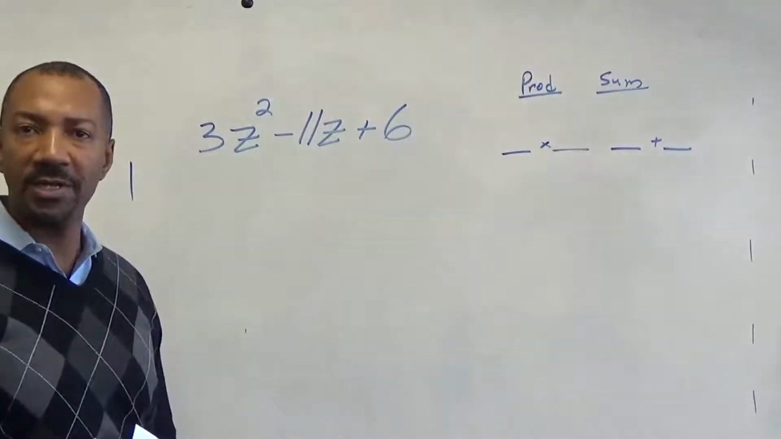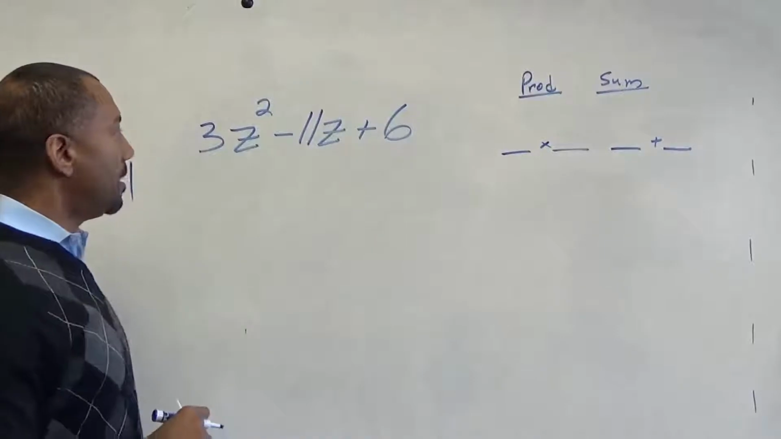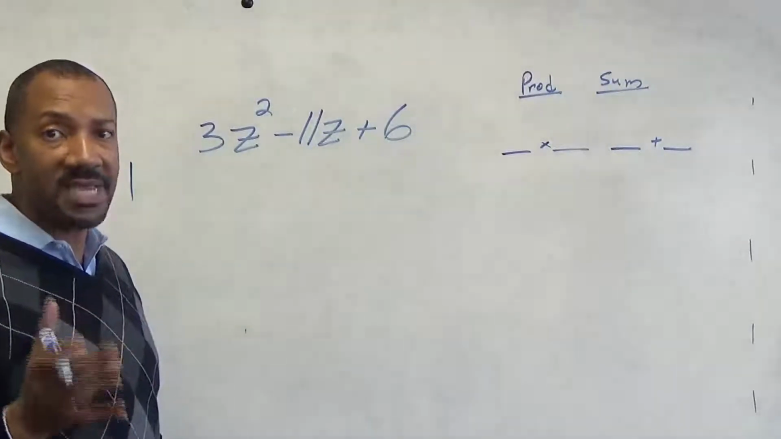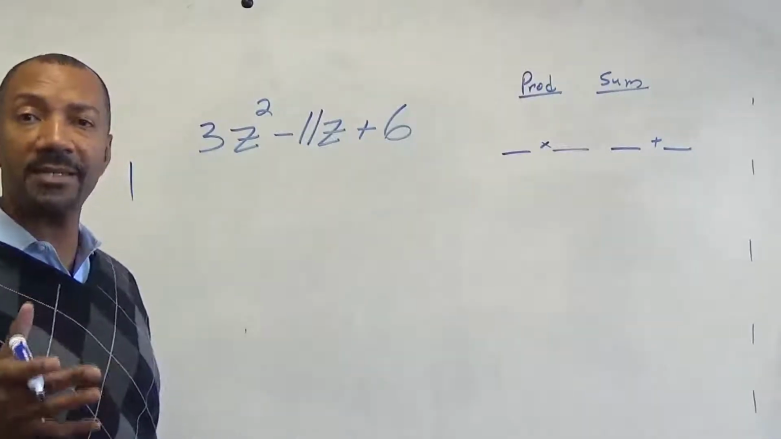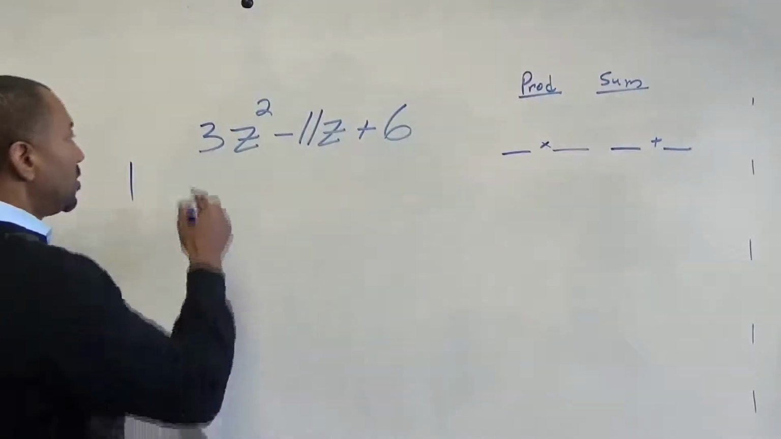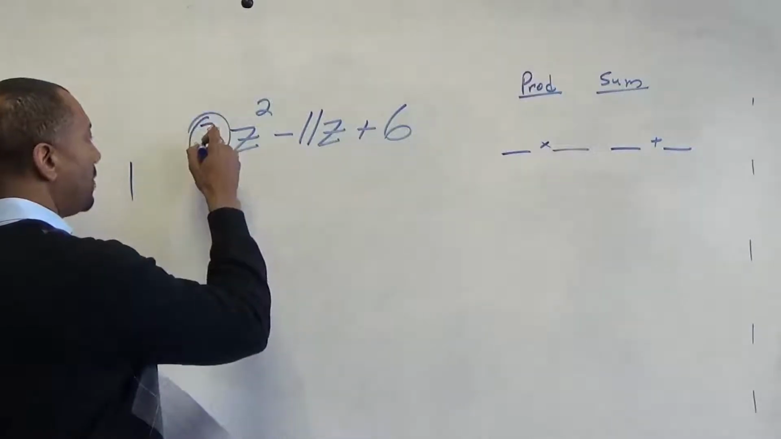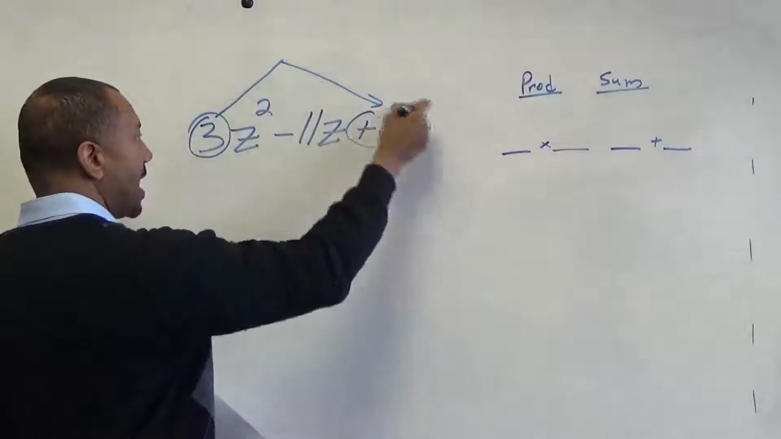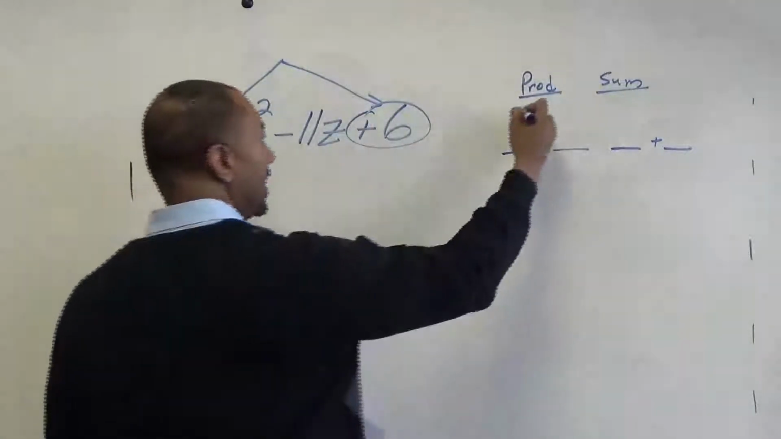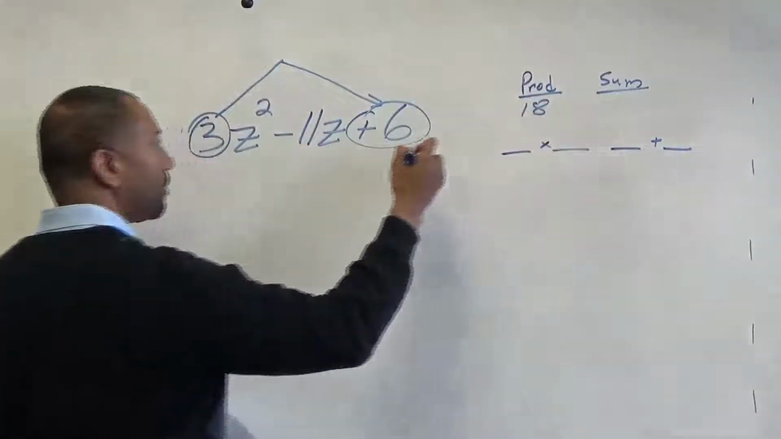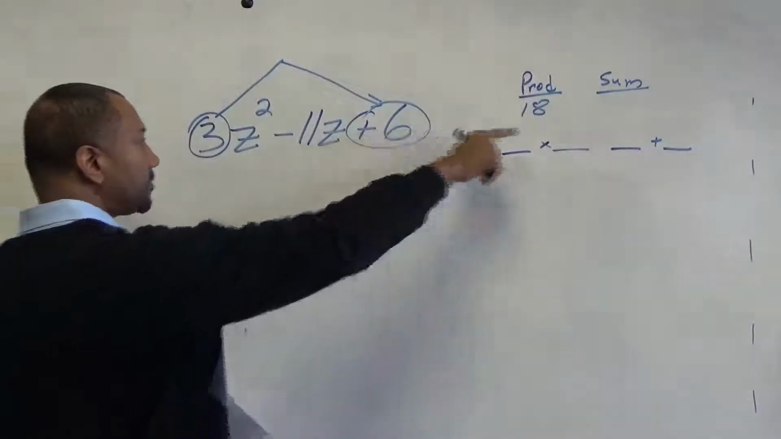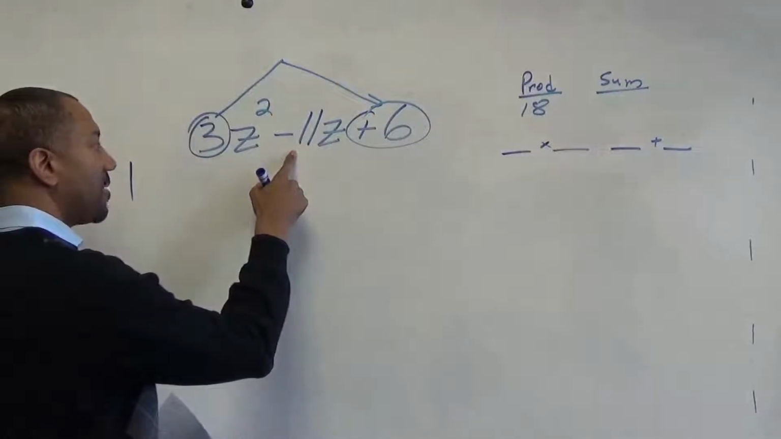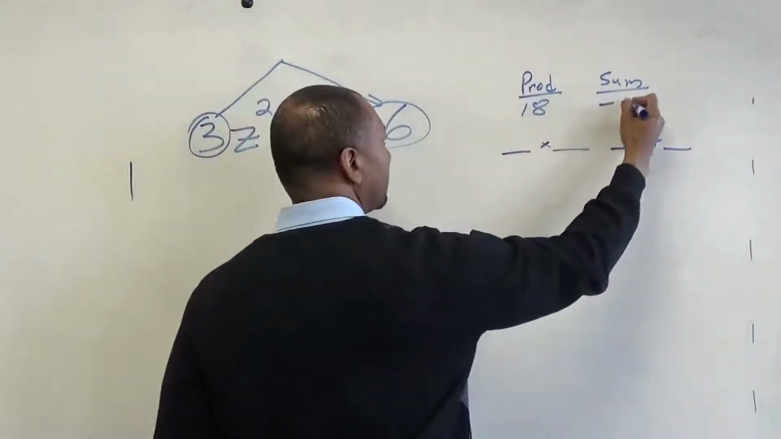No. No greatest common factor here for us. But we do see that we have three terms, and we know that that means we're going to use the product sum technique. So we'll take our coefficient of 3, multiply that by 6, and that's going to give us 18 under product. And under sum there, we'll go ahead and write the coefficient of our middle term, which is negative 11.